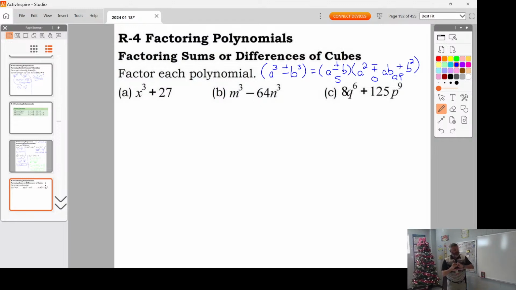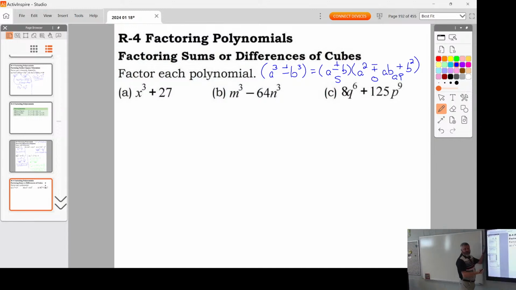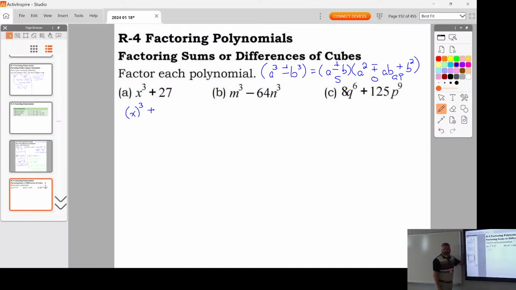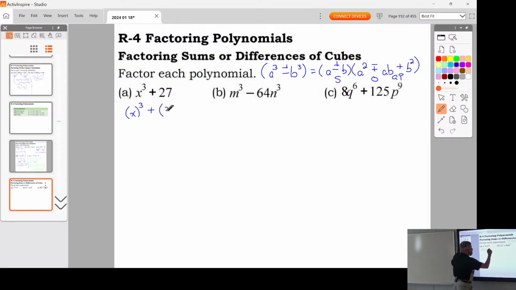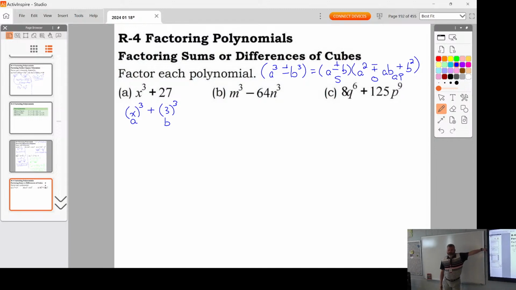Letter A, x cubed plus 27. Is x cubed a perfect cube? It's kind of in the name, right? So this is x cubed plus, is 27 a perfect cube? Yes. What do you cube to get 27? 3 cubed. What I have done is I've identified A to be x and B to be 3, and now I can apply my formula.